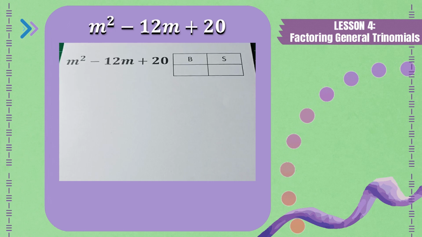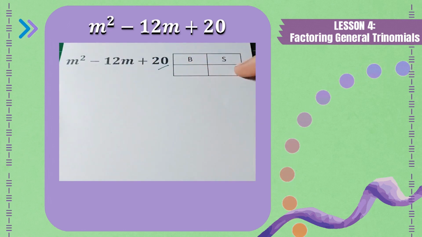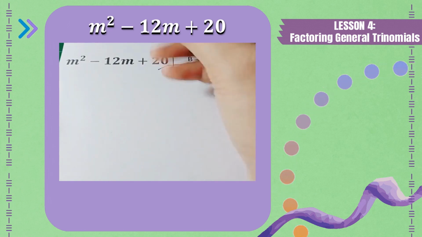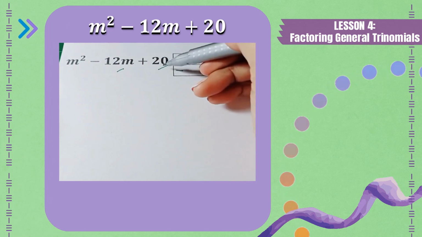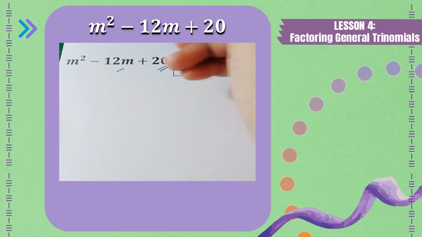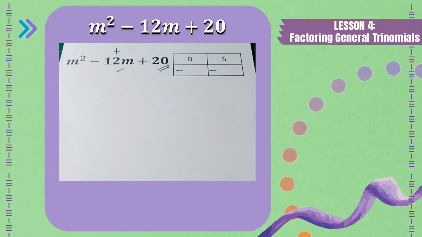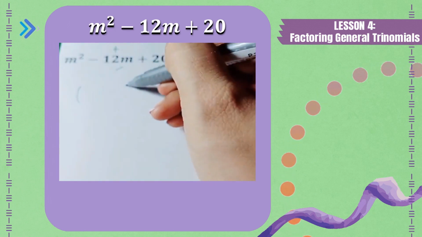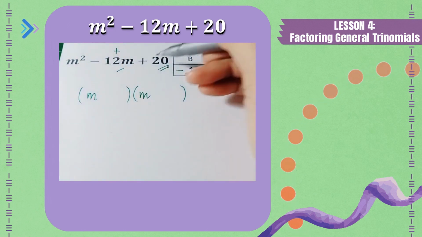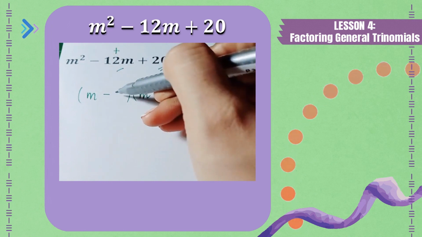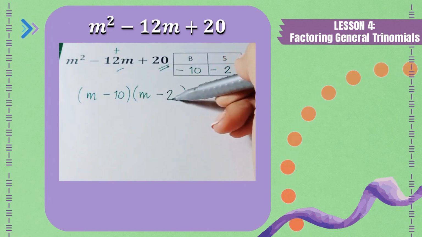So the given is m squared minus 12m plus 20. The last term is positive again. Therefore, pareho sila ng sign. So, parehong tingin tayo sa middle term which is negative. Therefore, pareho silang negative. So, ano ang factors ni 20 na kapag inadd, 12 ang magiging sagot? So, we have 10 and 2. Therefore, the factors are, from m squared, we have m and m. From 20, we have negative 10 and negative 2.